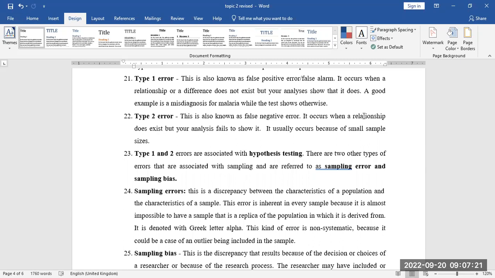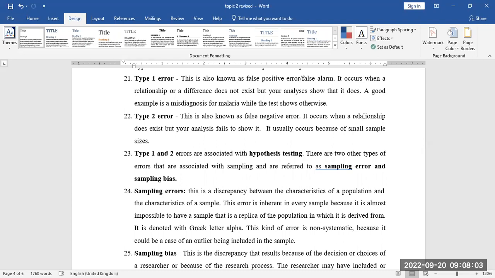This one occurs when you are using a sample size that is very small. For example, in a population of 200 people, you are supposed to use 10%, which is 20. So your sample must have 20 people. Then you use a sample of 5 people. You see now, 5 people from 200 people, it is too small. It will show you that a relationship exists, but your analysis will show you that there is no relationship between failing and class attendance.